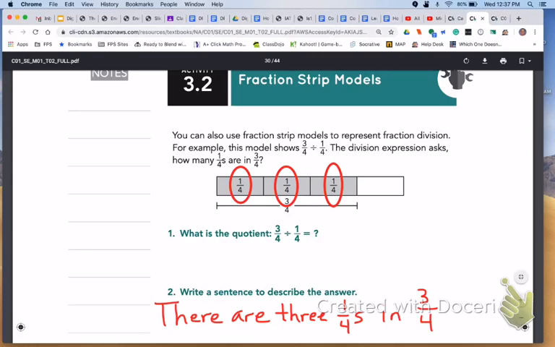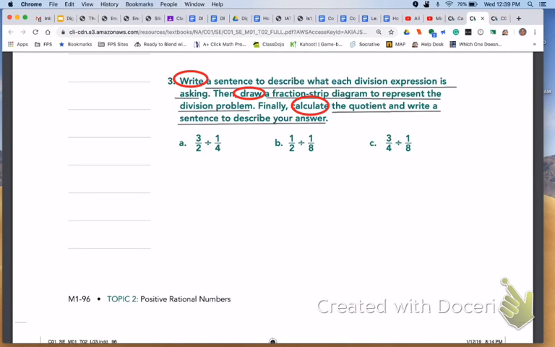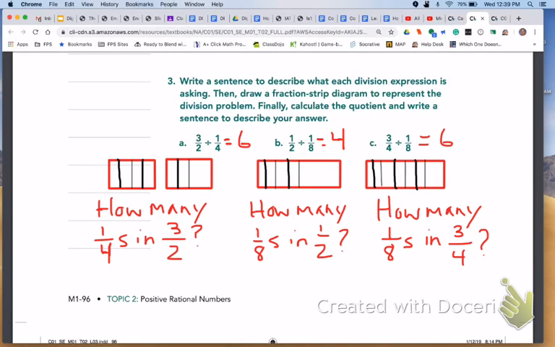For number 1, your quotient is 3. And for number 2, your sentence should read, there are 3 fourths in 3/4. Please answer number 3, letters A, B, and C with your group. For number 3, letter A, your sentence should read, how many fourths are in 3/2?